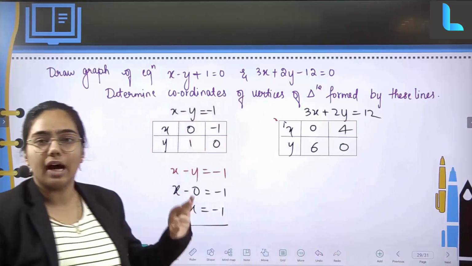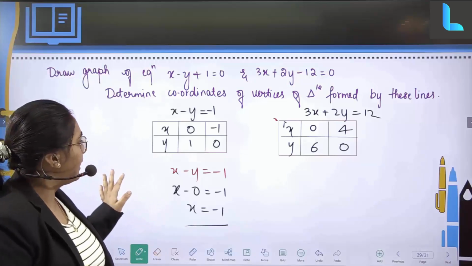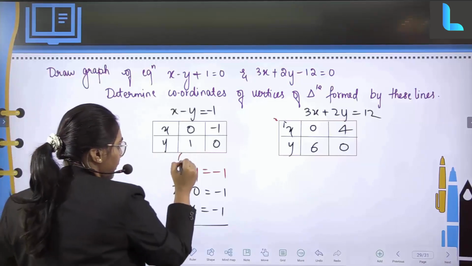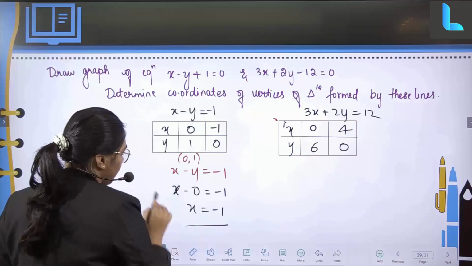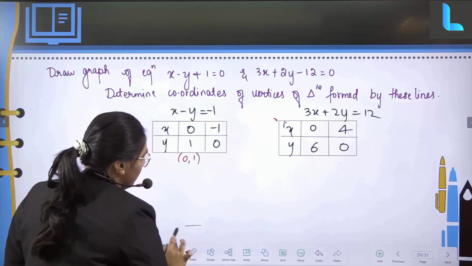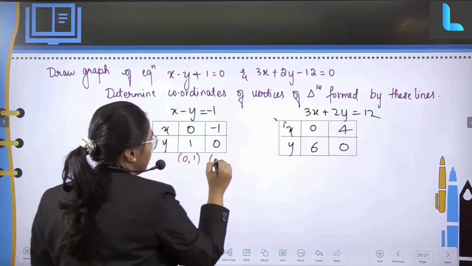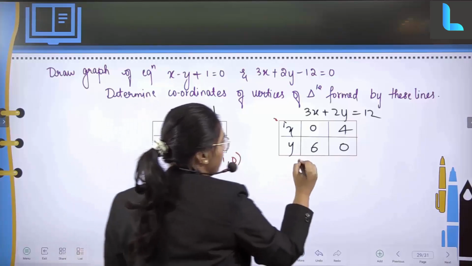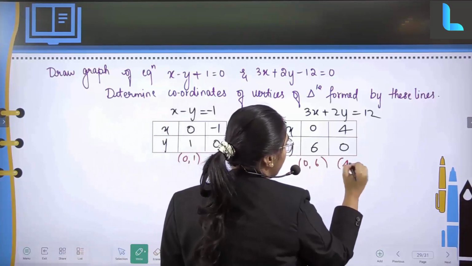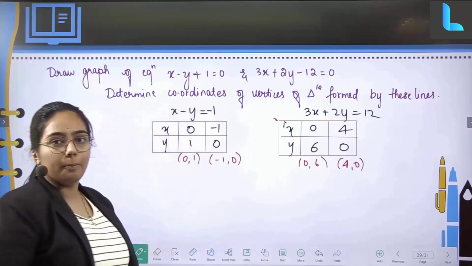So now these points you have to plot on a graph. The coordinates are going to be the points 0, 1, minus 1, 0, 0, 6 and 4, 0. These are going to be your points.